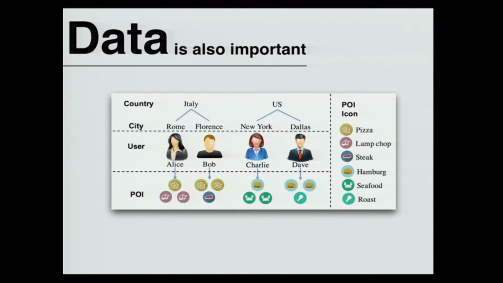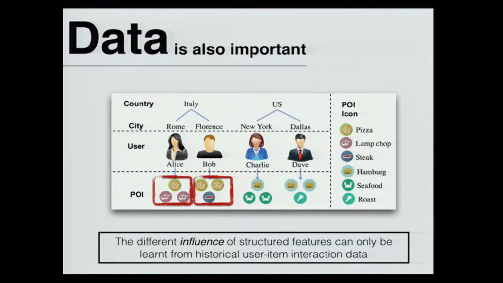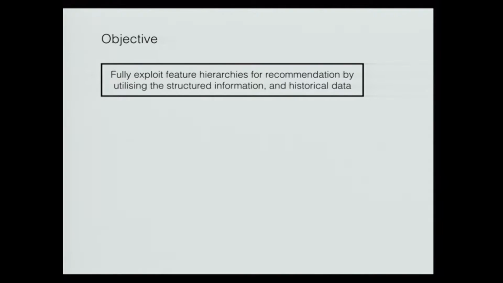Now, on the other hand, we can see that data is very important. For example, the different degrees of users' preference to a point of interest can only be seen from the data. So if we view the characterization of users' preference by the features as influence, such influence can only be learned from historical user-item interaction data. So that's why we said in the beginning that in order to fully exploit feature hierarchy, we need to consider both the structure of the hierarchy and also the historical data.